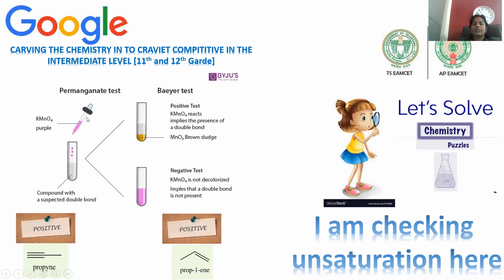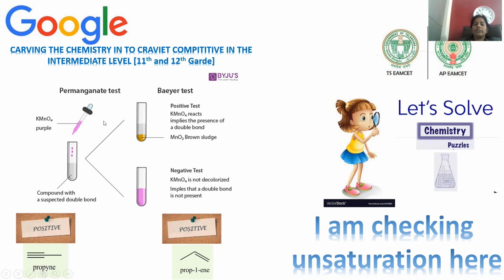Move on to another test, which is called the permanganate test, also called Baeyer's test. Take the compound and add potassium permanganate. The purple colored liquid is added to the unknown solution. Here the color changed to brown. If the color changes to brown, the given compound has a double bond; this is the positive test. So I can say there is a double bond in the compound. If the compound does not change the color, there is no double bond or triple bond in it.